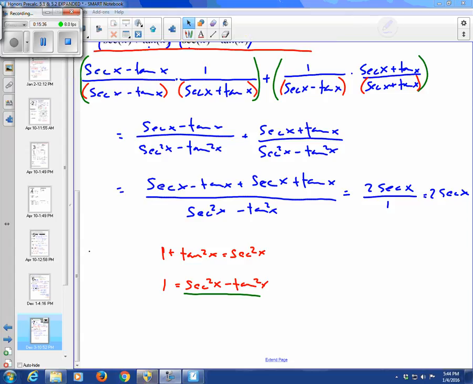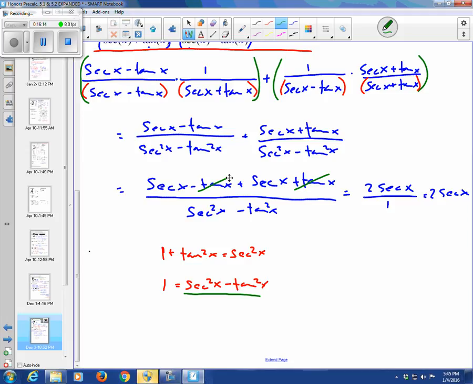We multiply out those fractions in green parentheses, and we get secant x minus tan x over secant squared x minus tan squared x plus secant x plus tan x over secant squared minus tan squared. Now with common denominators, we can bring these two fractions together. We're adding the numerators. So we've got secant x minus tan x plus secant x plus tan x. Right here we've got a negative tan x and a positive tan x, so those are going to cancel. We've got two secant x's. Remember, we're adding them, so that means we're going to have a coefficient of 2. We're not multiplying them, they're not squared.